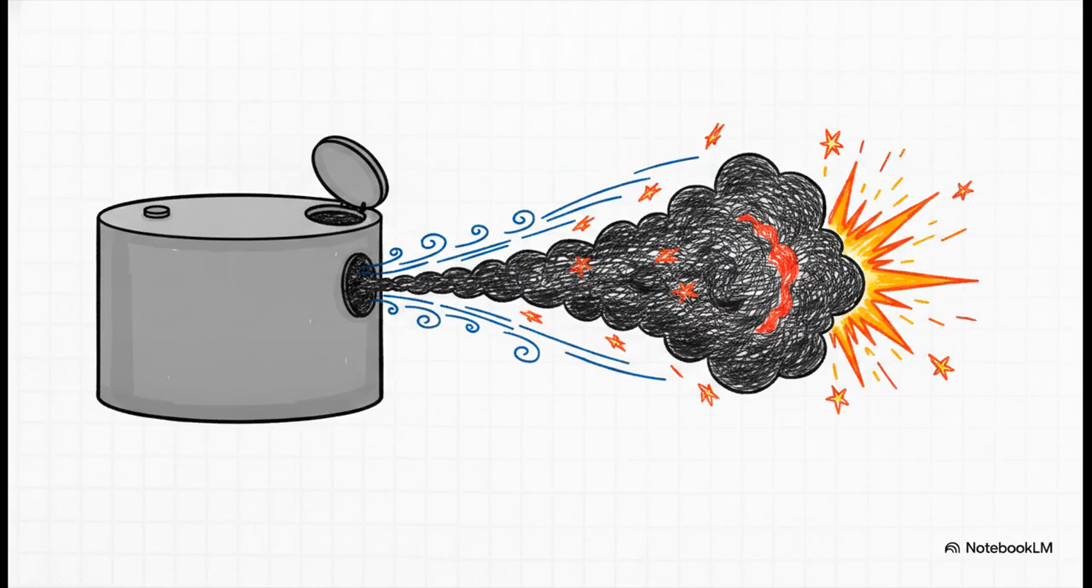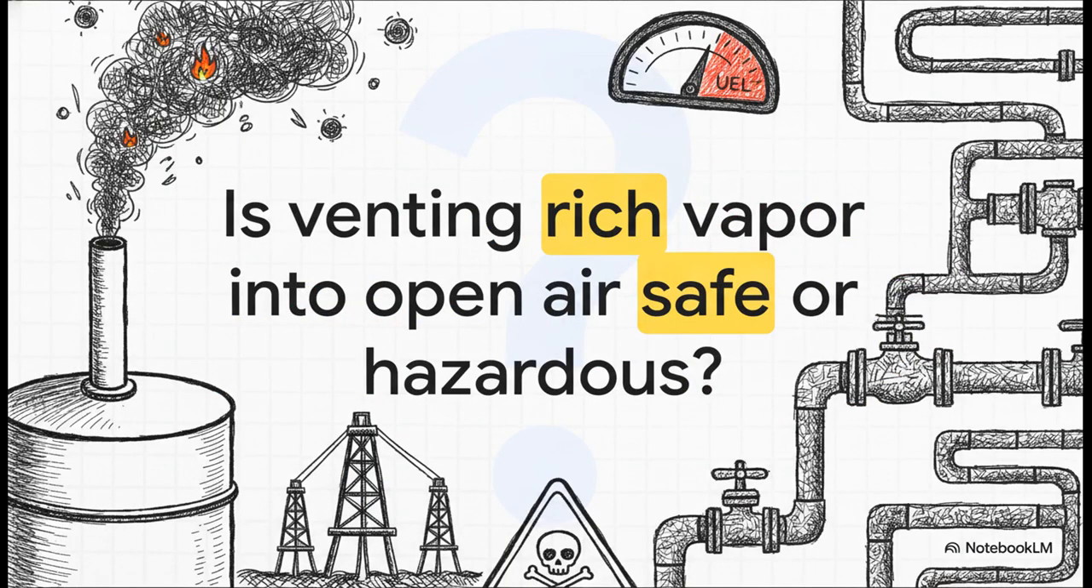Imagine a tank entirely filled with rich gas way above the UEL. The moment someone opens a hatch or a draft of wind hits it, fresh oxygen rushes in. That air dilutes the rich gas, dragging the concentration straight down through that deadly explosive band on its way to becoming lean. Let's test this out with a quick check.